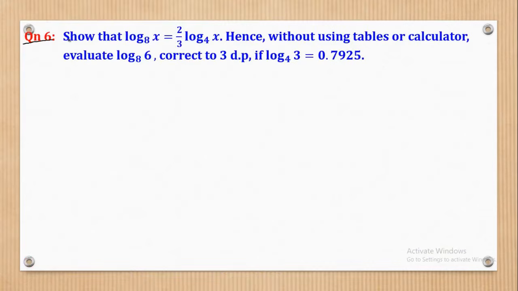So now we shall go to question 6, which is that show that log base 8 of x is equal to 2 over 3 log base 4 of x. And hence, without using tables or calculator, evaluate log base 8 of 6 correct to 3 decimal places if log base 4 of 3 is equal to 0.7925.